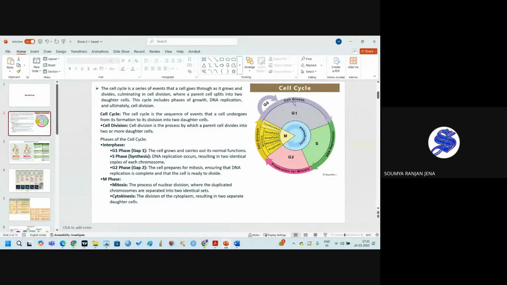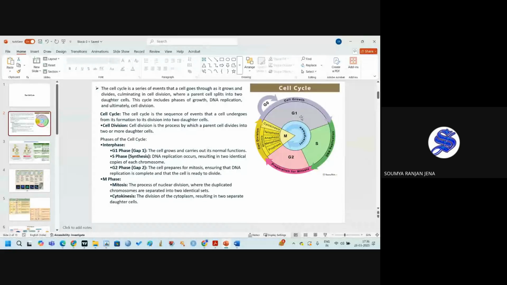If you look at this figure, the cell cycle is a sequence of events. First is cell growth, then DNA replication, then preparation for mitosis, then cell division. Cell division occurs in the mitosis process. And if you go to the different phases of the cell cycle, this is called interphase. Interphase consists of the G1, S and G2 phases.